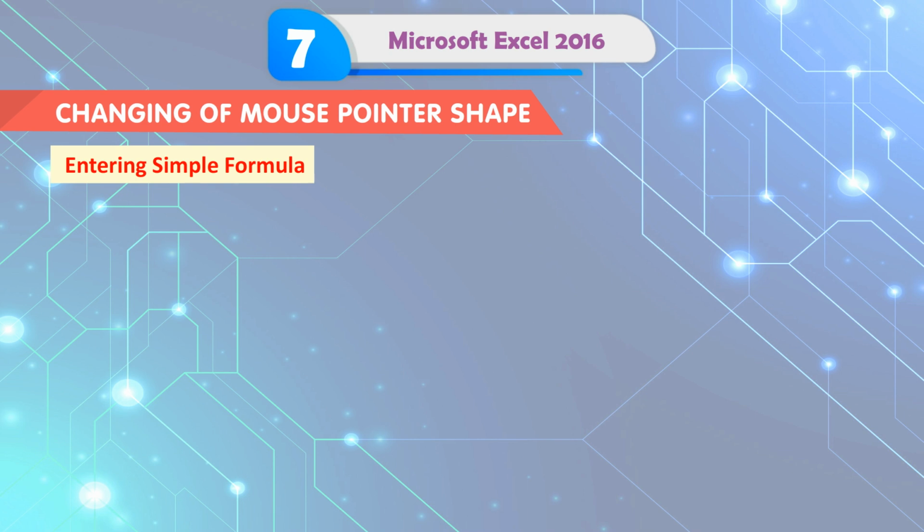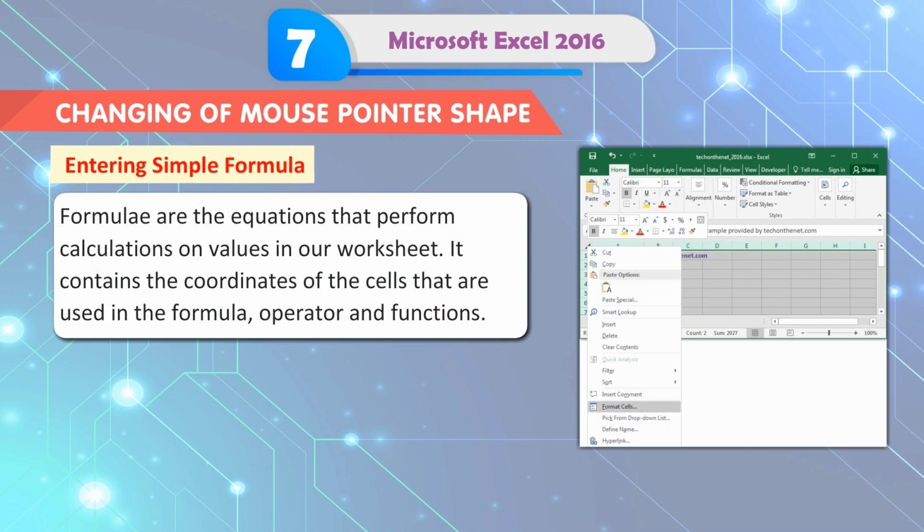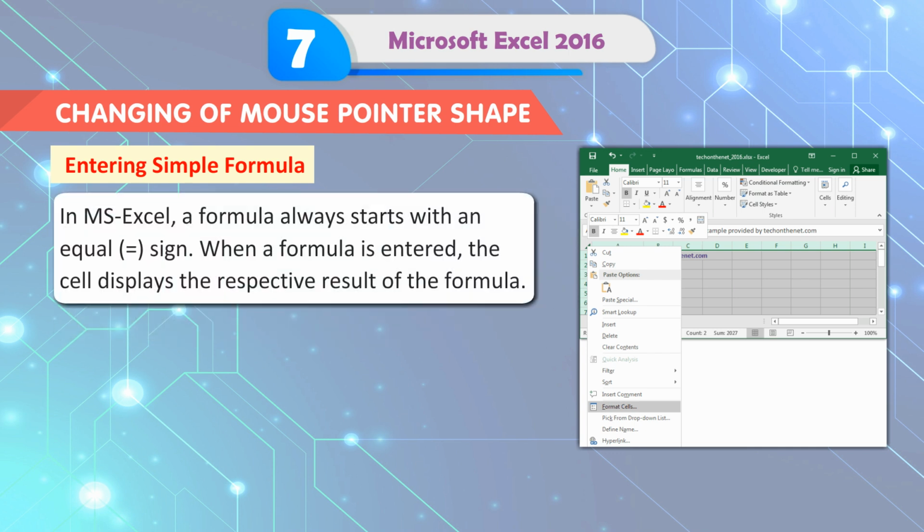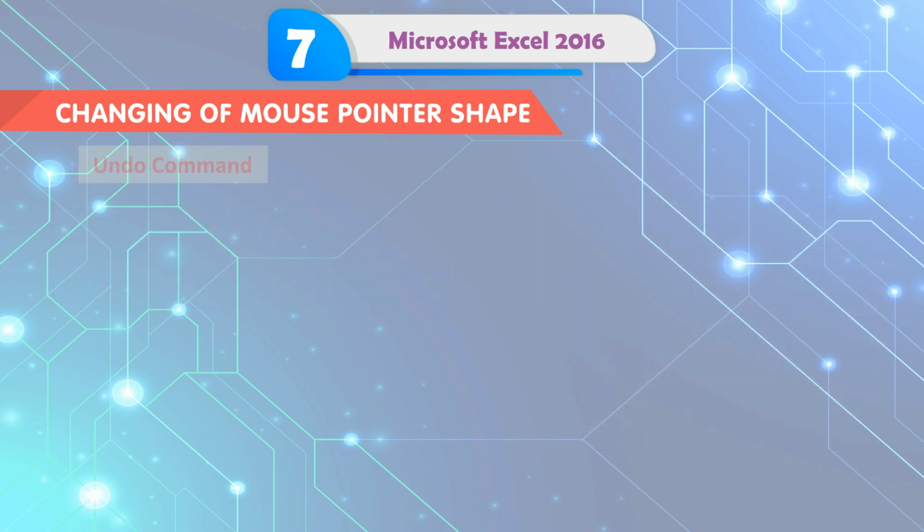Entering a simple formula. Formulas are equations that perform calculations on values in your worksheet. A formula contains the coordinates of the cells that are used in the formula, operators and functions. In Microsoft Excel, a formula always starts with an equal sign. When a formula is entered, the cell displays the respective result of the formula.